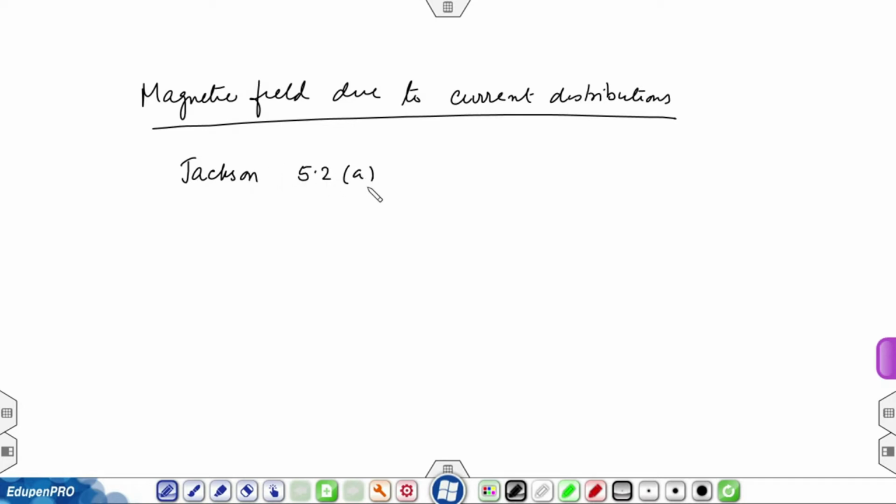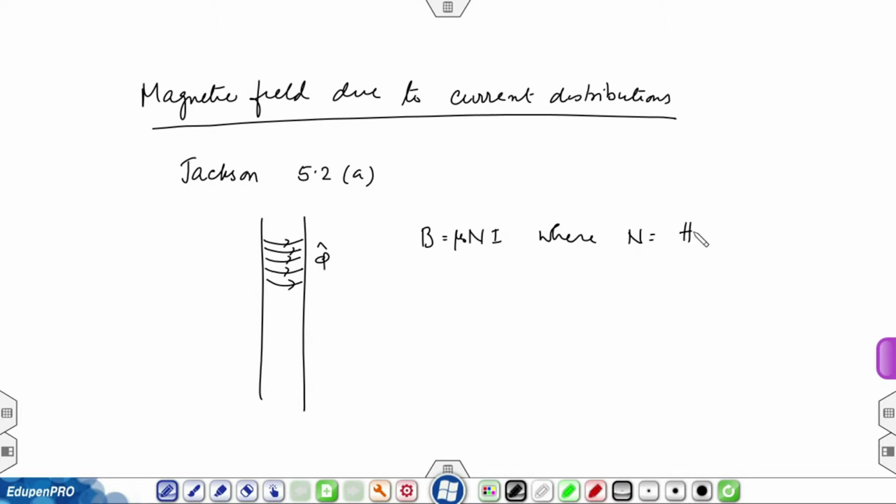5.2 A part, where we showed that if I have a long solenoid in which the current is flowing in the tangential or phi direction, then the field inside is equal to mu naught n I, where n equals number of turns per unit length, and I is the current.